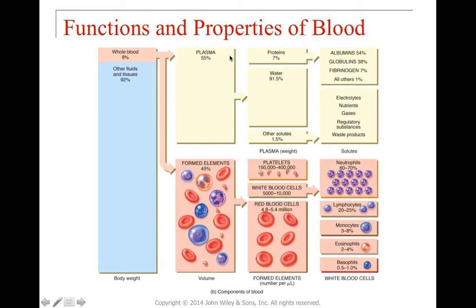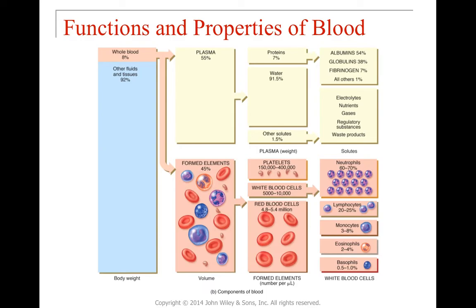In the plasma, we're mainly going to be looking at water as our primary component, but we also have a lot of proteins in there. Some of the proteins are going to include albumin, so you might hear that from like bovine serum albumin, for example, globulins, fibrinogen involved in the clotting response, and a bunch of other proteins as well.